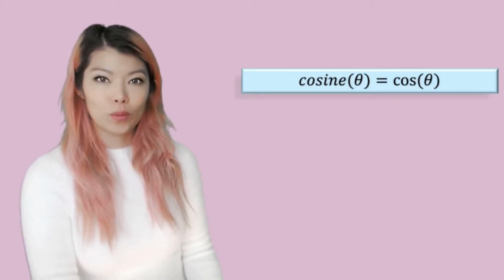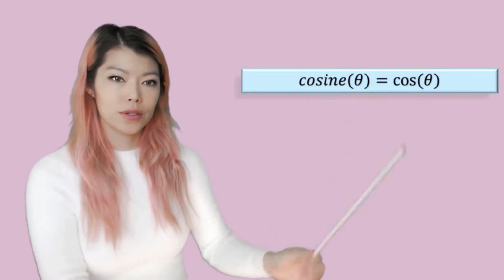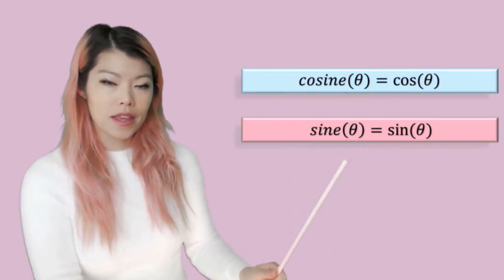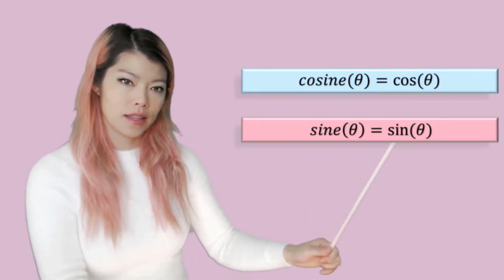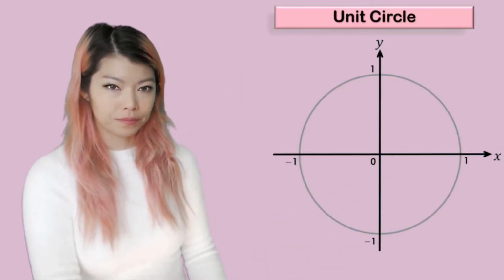So cosine will be written as cos, and it looks like this. Cosine theta is going to be written as cos theta, and sine theta is going to be written as sin theta, like so. So we're going to just use the abbreviation from now on.